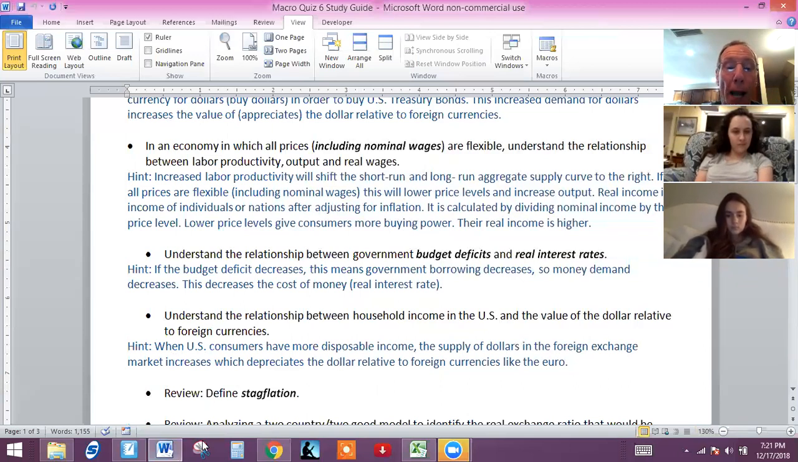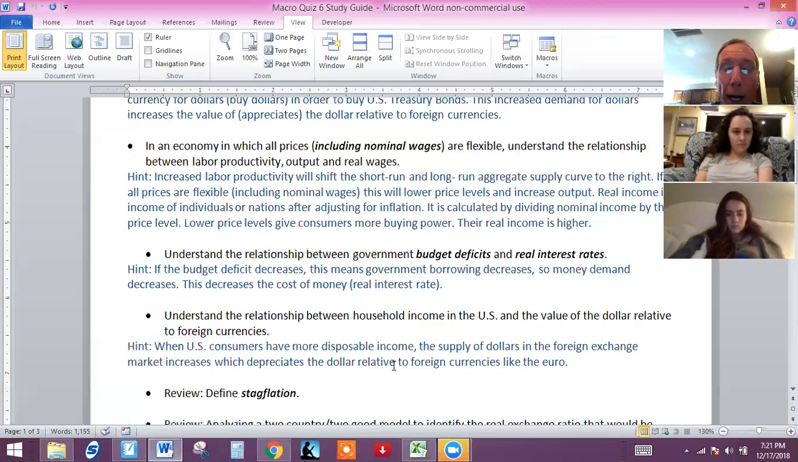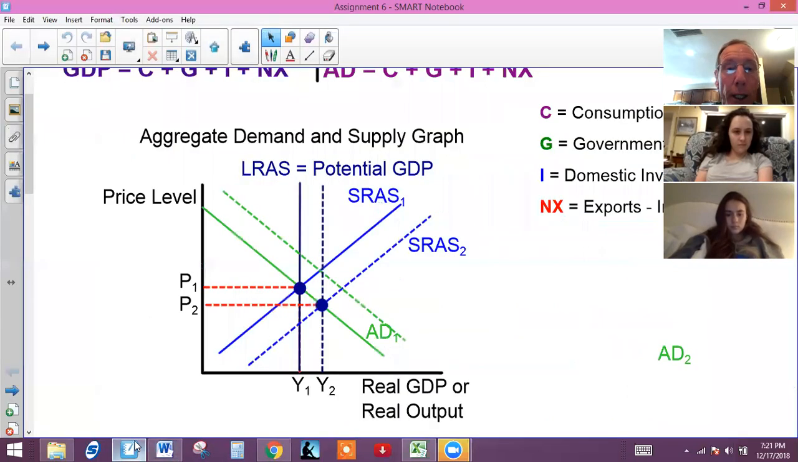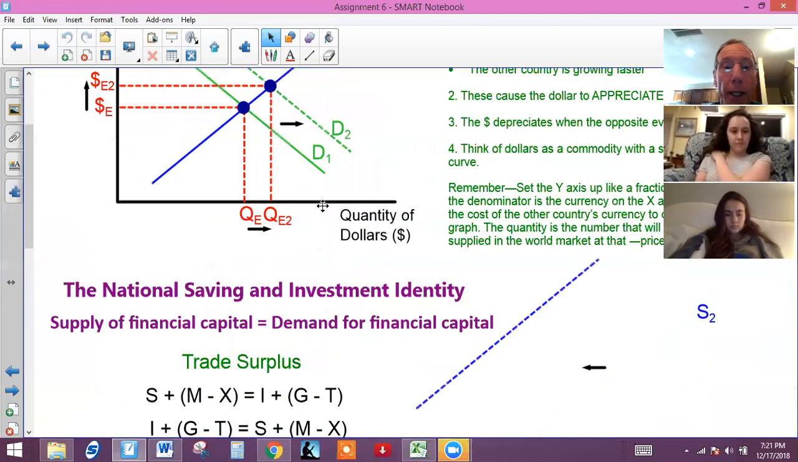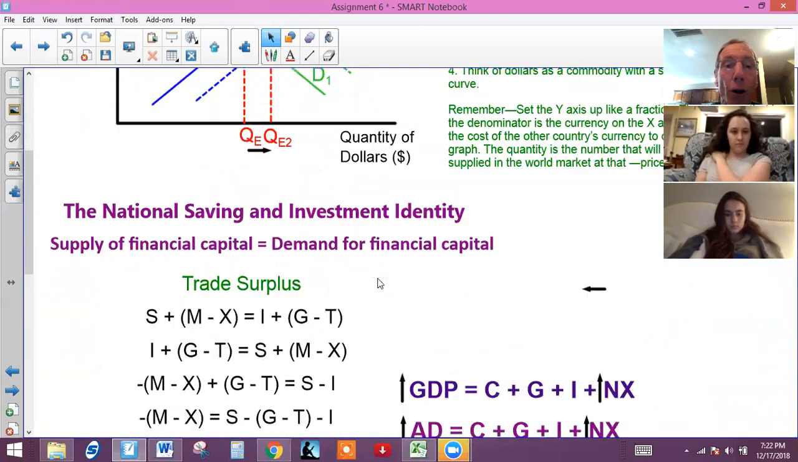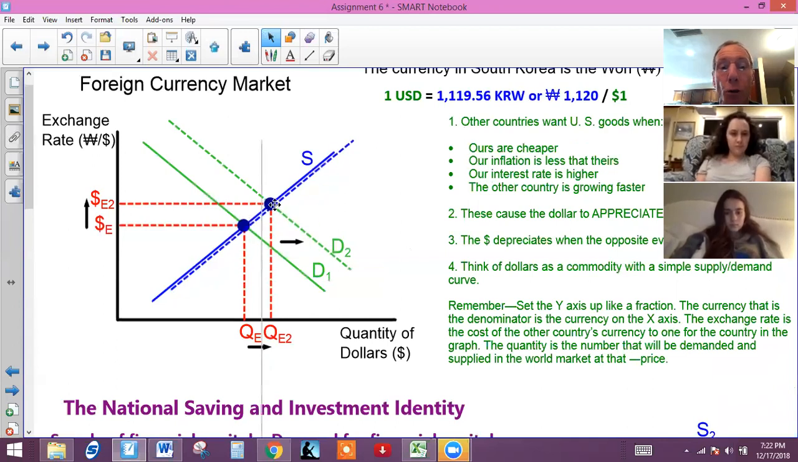And if we go back to our graph here, we can see if we increase supply in a typical graph, and we can think about this as now being euros, right? If we increase supply, then the value of the dollar goes down. So when demand goes up, the dollar appreciates. When supply goes up, it's a shift to the right, and the dollar depreciates.